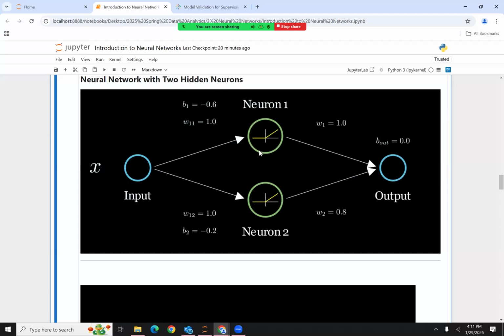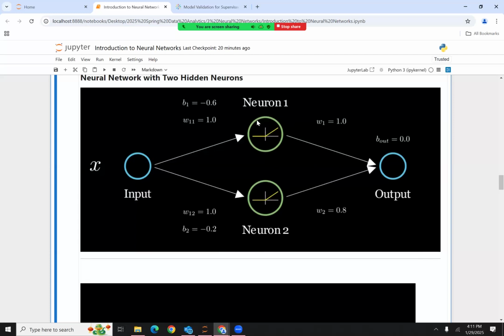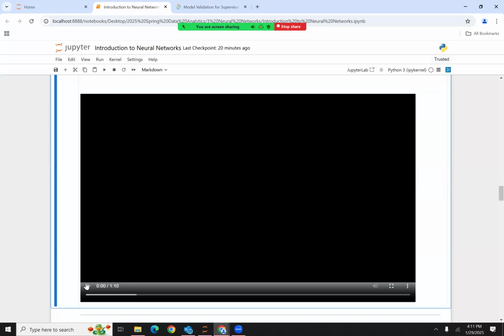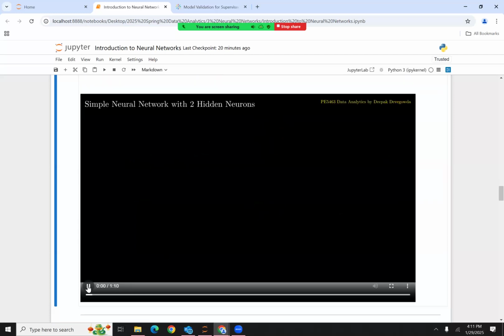Of course, keep in mind that in the hidden neurons, we still have our activation functions. We'll see how this works. So we're going to illustrate that with a video. I have two hidden neurons.